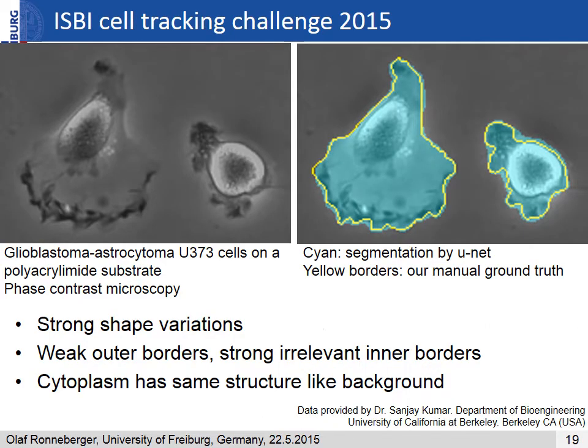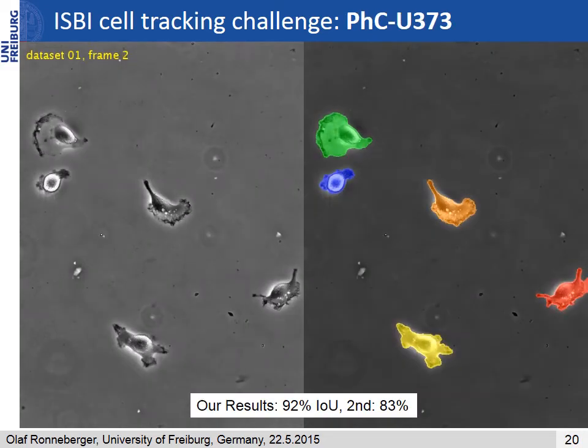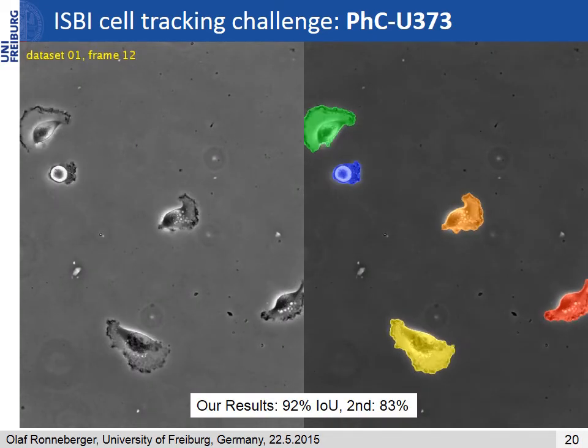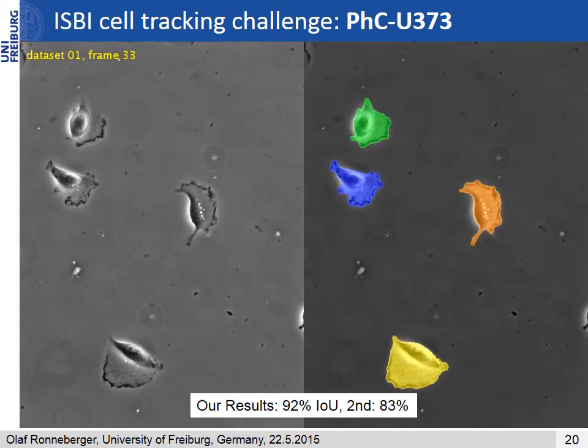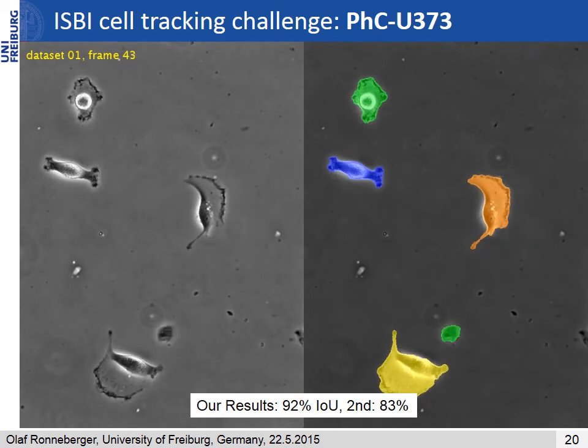We also participated at the ISBI Cell Tracking Challenge 2015. One of the datasets contains cells in phase contrast microscopy. They show strong shape variations, weak outer borders and strong irrelevant inner borders, and the cytoplasm has the same structure like the background. The output of the UNet is shown in cyan here and the ground truth in yellow. We won on this dataset with an intersection over union of 92%, while the second best method only reached 83%.